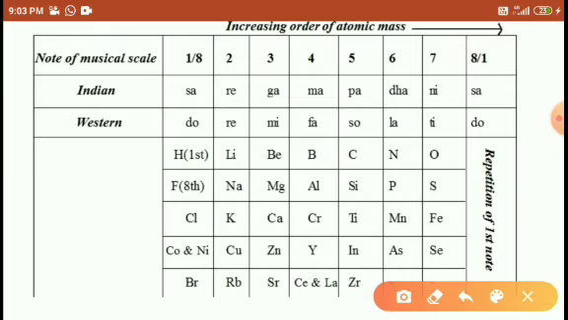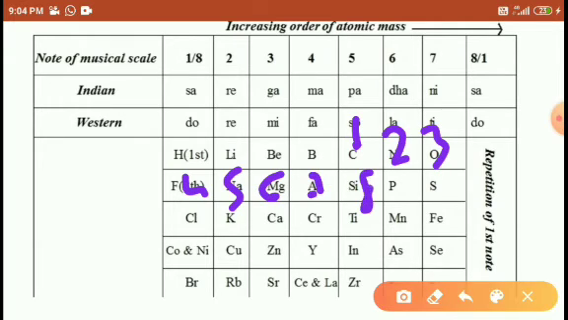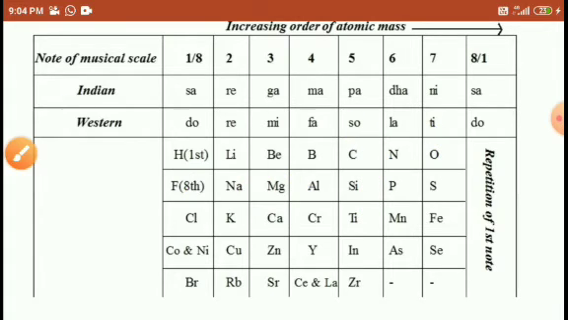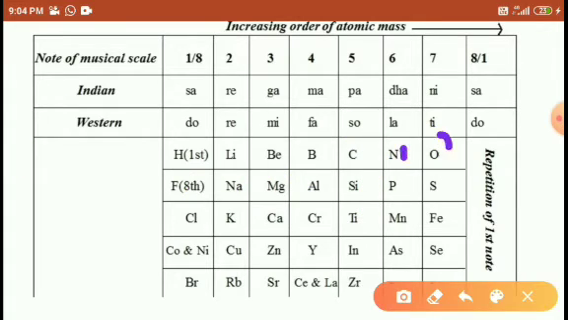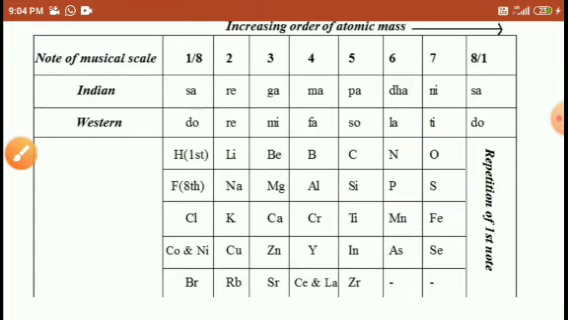aluminium. Right, students. And carbon is the first element, and counting 1, 2, 3, 4, 5, 6, 7, 8, silicon is the eighth element. Both exhibit similar chemical properties. If nitrogen is the first element, then counting 1, 2, 3, 4, 5, 6, 7, 8, phosphorus is the eighth element of nitrogen.